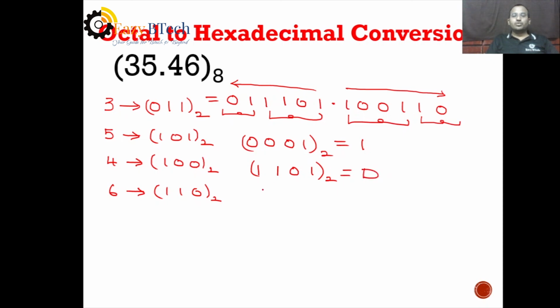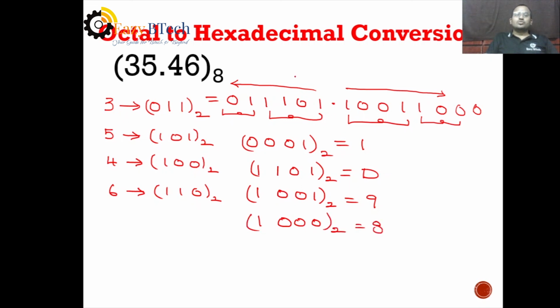Again 1001, the corresponding hexadecimal equivalent is 9, and we have 10, so for this we have to append 2 more 0s, giving 1000. The corresponding hexadecimal equivalent is 8. So for the given octal number 35.46, the corresponding hexadecimal equivalent is 1B.98. So this is the corresponding hexadecimal equivalent for this given octal number.